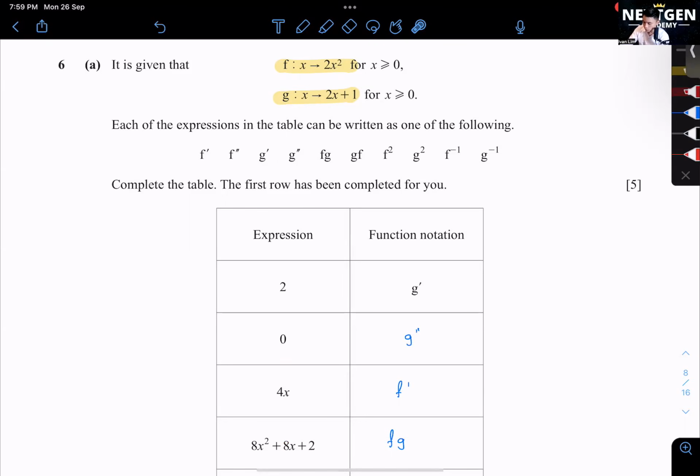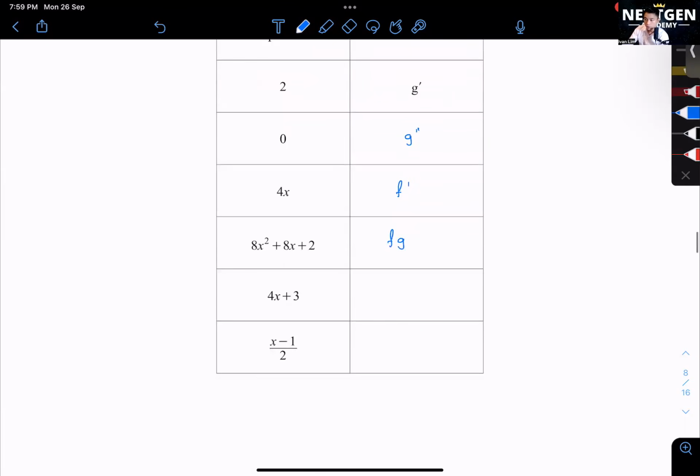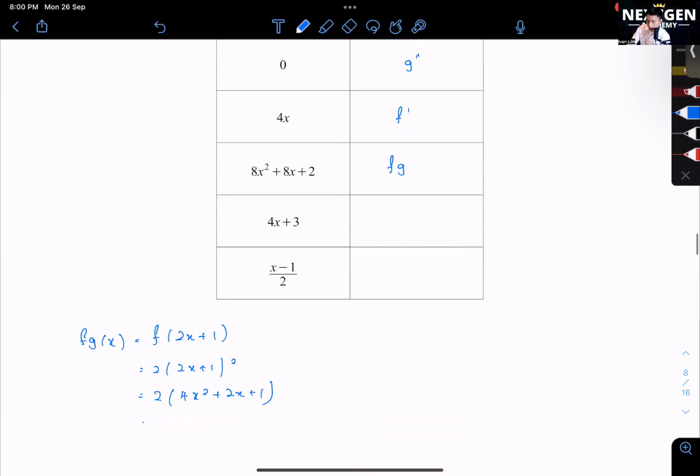So you just do your composite, not compound. Okay, f(g(x)), then you do f(2x plus 1). Just trial and error lah. Okay, (2x plus 1) squared, and then you get 4x squared plus 2x plus 1, which you will get 8x squared plus 8x plus 2. Okay, this one, please don't leave it empty. Don't know also, just guess, just put one answer inside only.